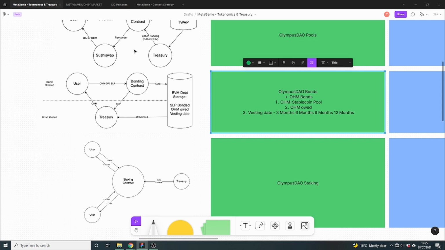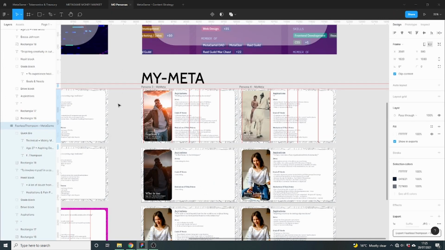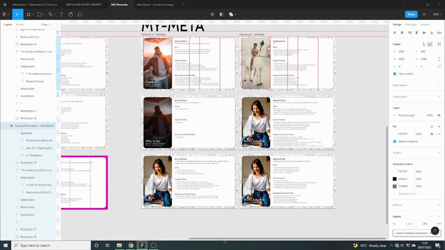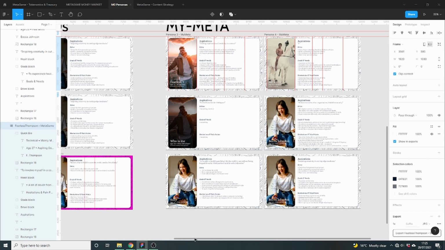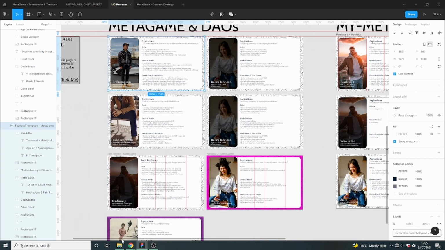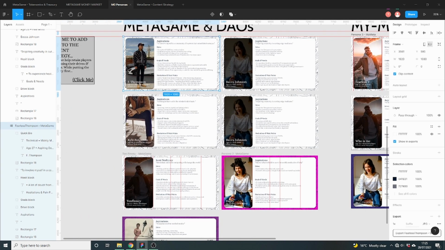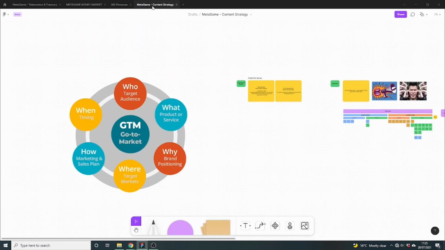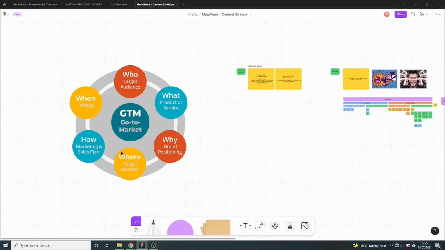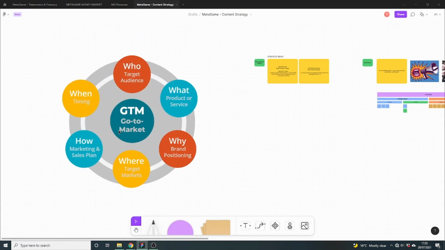We're going to talk about the importance of personas and how these are the bedrock for what we call the go-to-market strategy. What I'll be doing is going through different bits and bobs regarding where we stand in regards to marketing.